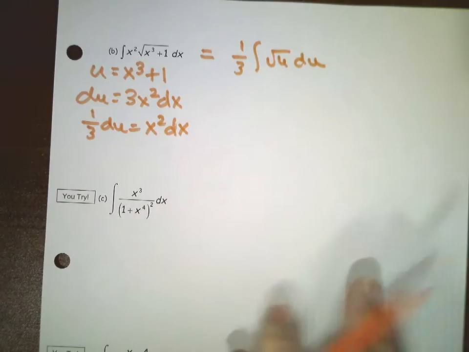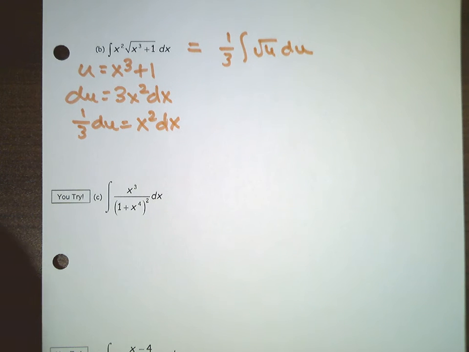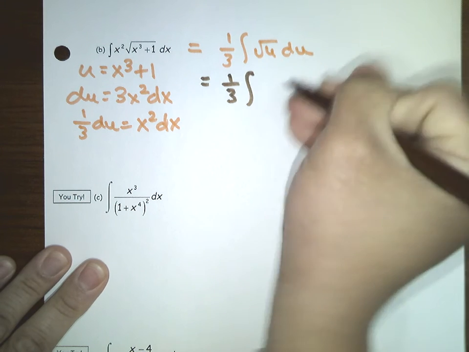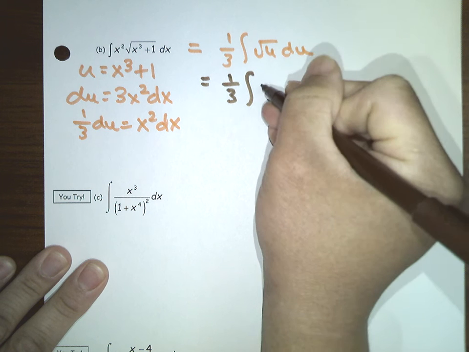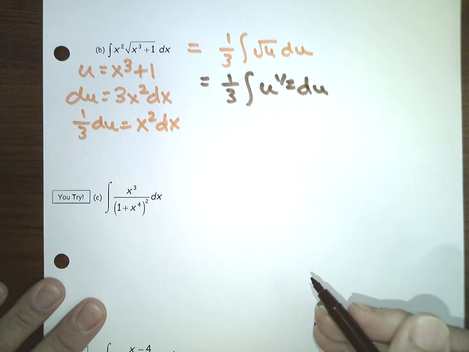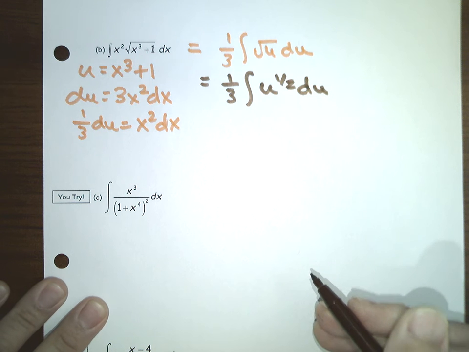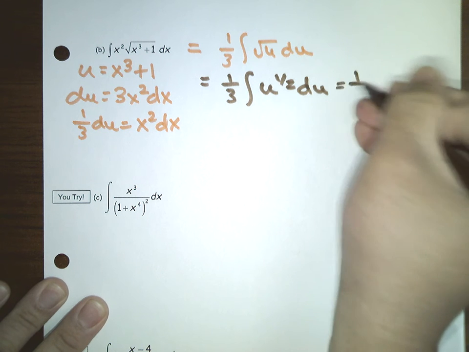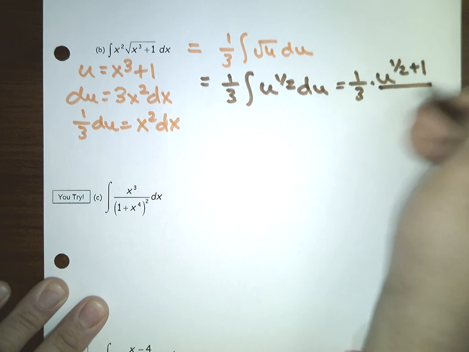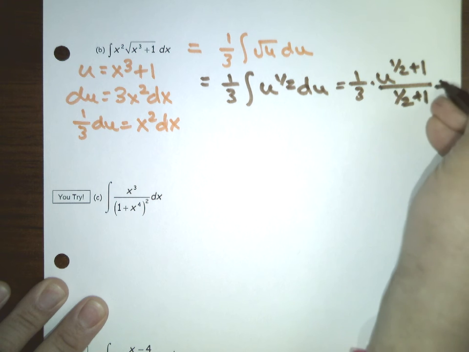Now the easiest way to find the antiderivative is to go ahead and rewrite the square root of u as u to the 1/2 power, and then use the power rule that we just used on the last problem. So that will be 1/3 times u to the 1/2 plus 1 over 1/2 plus 1, plus c.